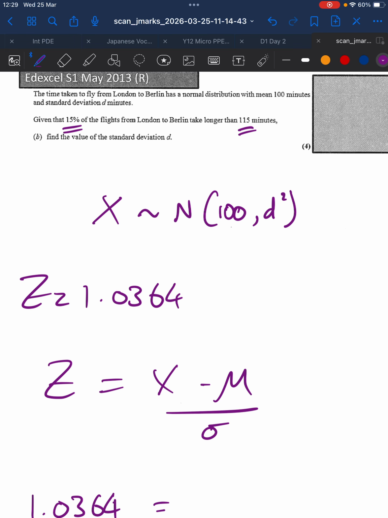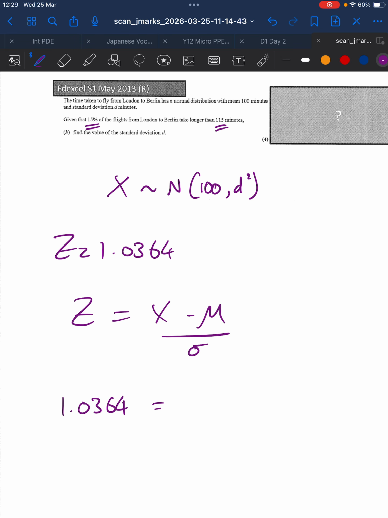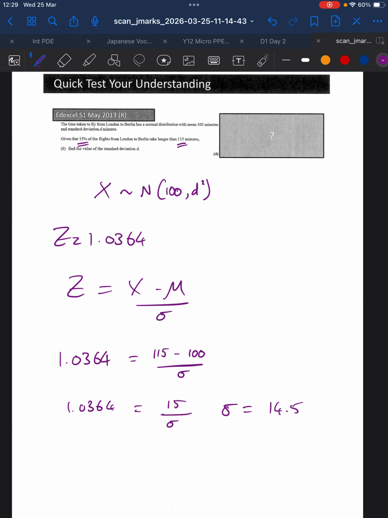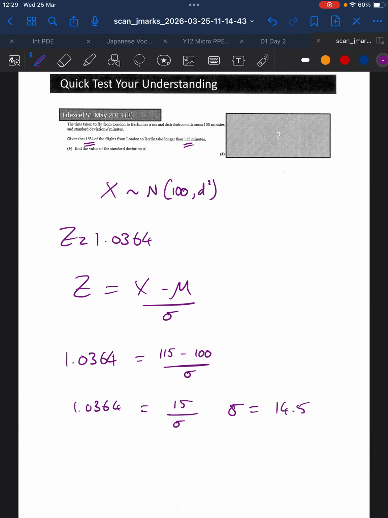15% also, that's the x value that makes it happen. So 115 minus 100, there we go. Okay, so if I do 1.0364 equals 15 over sigma, and I swap them around, I get 14.5. Okay, so that would be a table question, yeah?